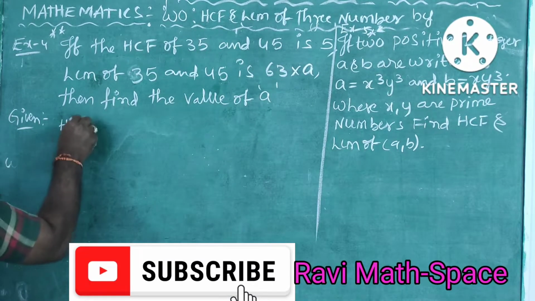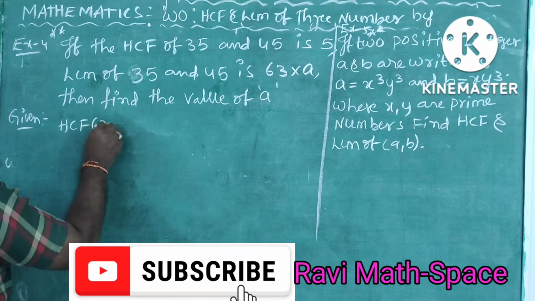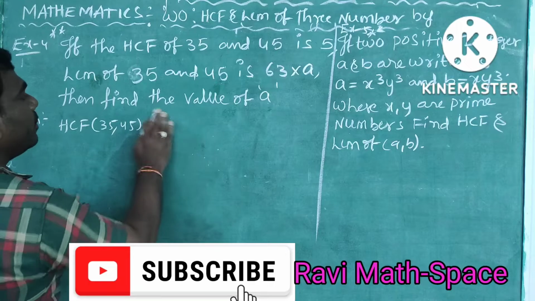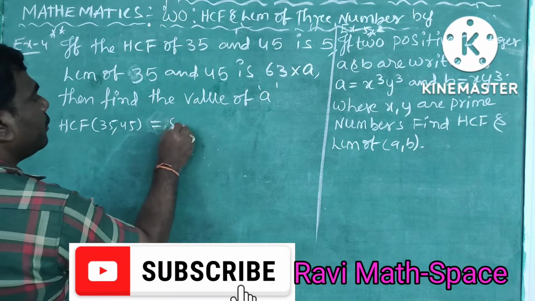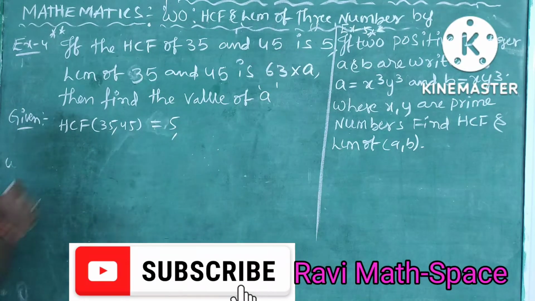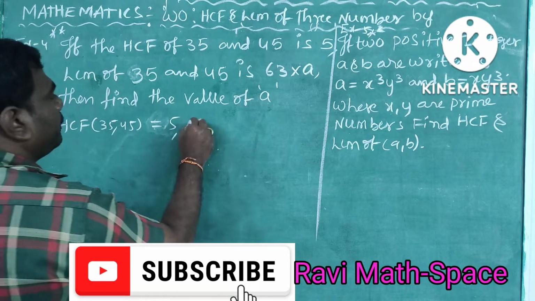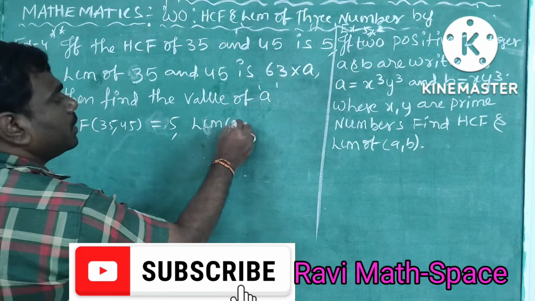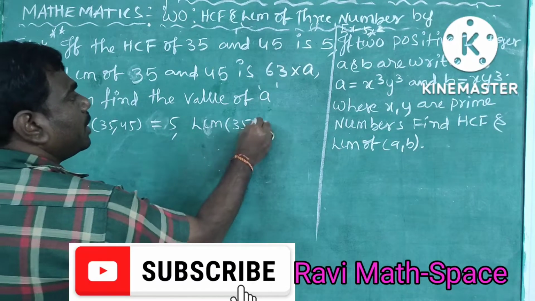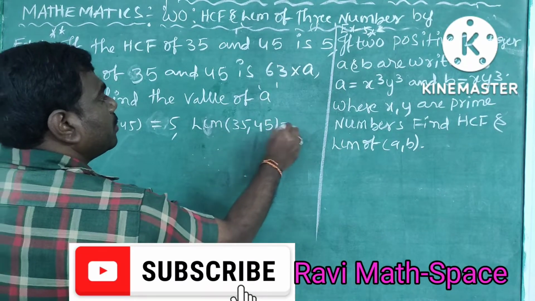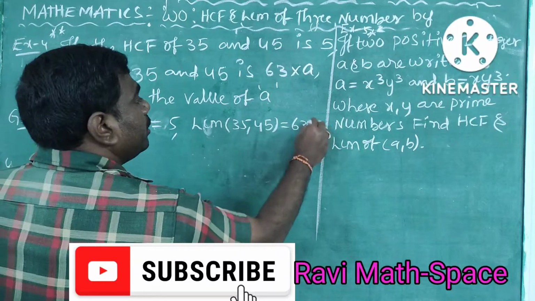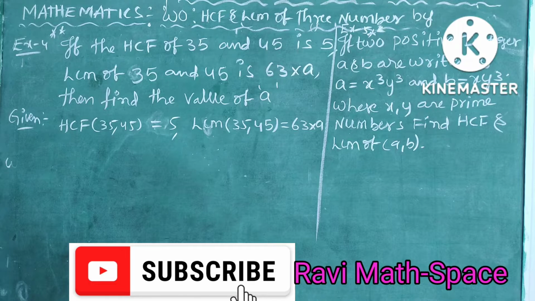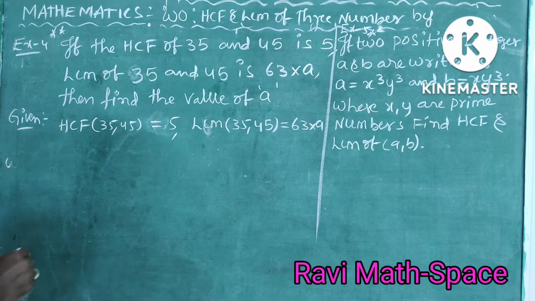HCF of 35, 45 is equal to how much here? 5. Next one is LCM of 35, 45 is equal to 63 into A. Then find the value of A.